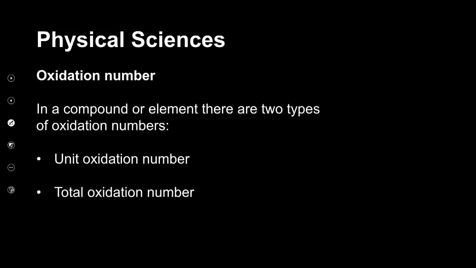Okay, so in a compound or an element, there are two types of oxidation numbers. We've got a unit oxidation number, okay, which has to do with an element, and the total oxidation number, which has to do with a compound, or it has to relate to an element where it has got more than one. But hence, focus is on total and unit, right?